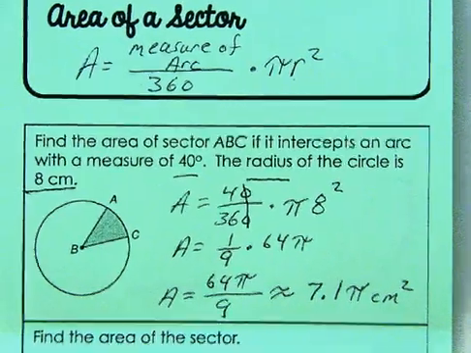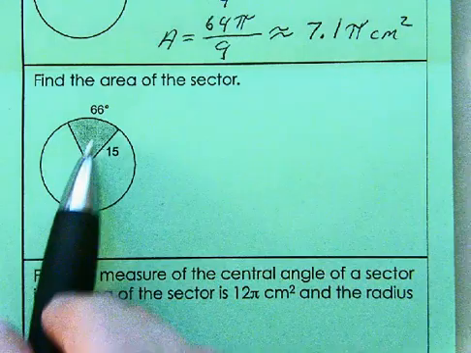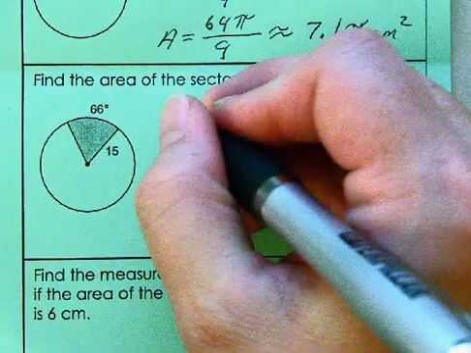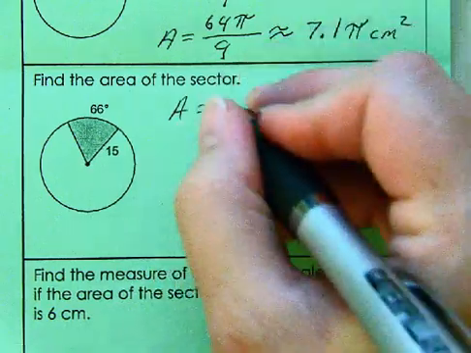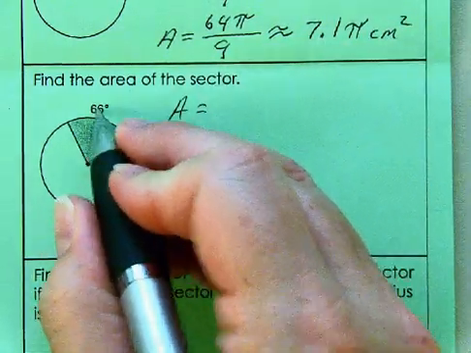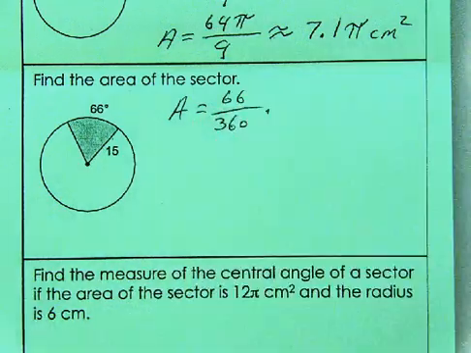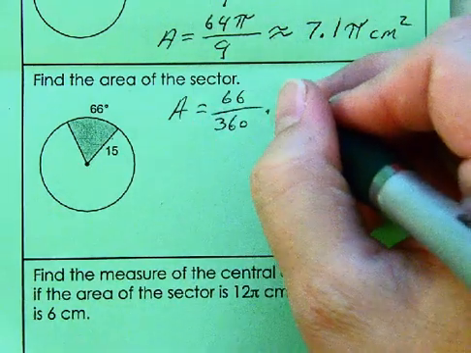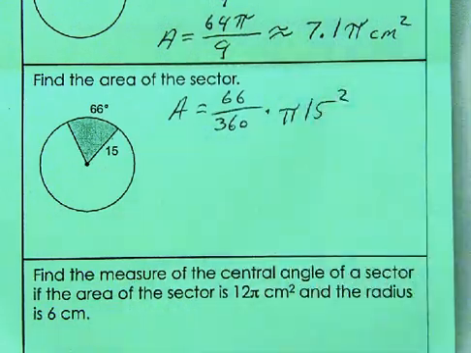Okay? All right, let's look at the next one. Again, on the second one, everything is in the picture for us. So we're going to find the area of the sector. So A equals the measure of the arc, which is 66 over 360, times area, which is pi R squared. R is 15, so 15 squared.